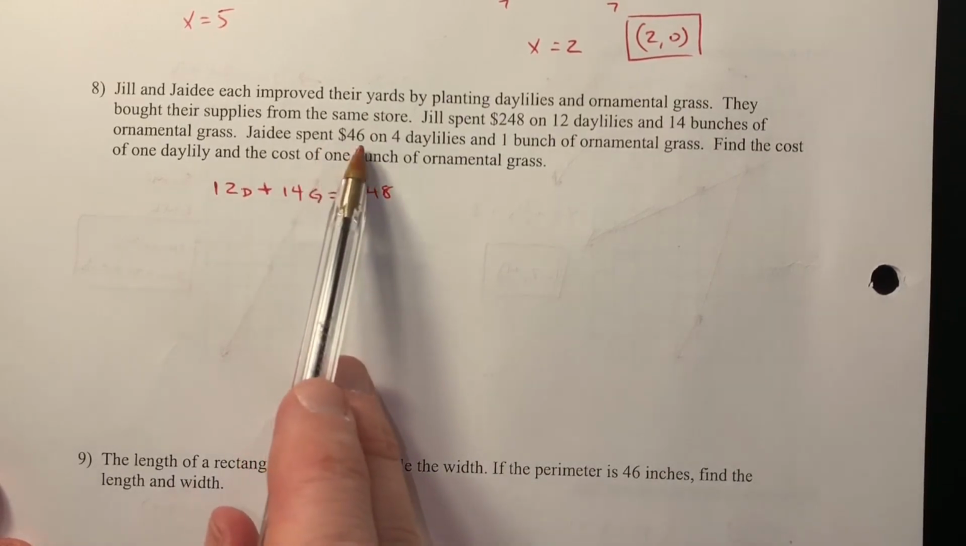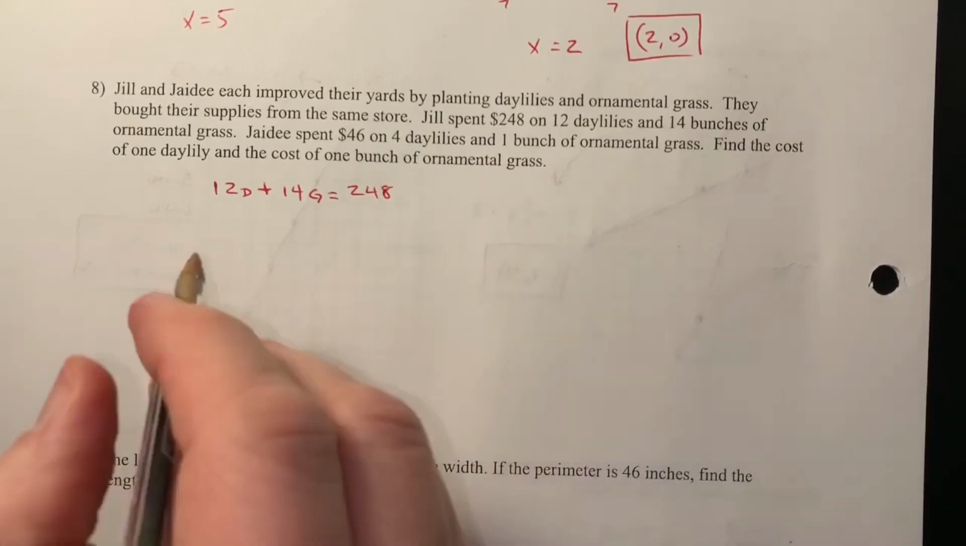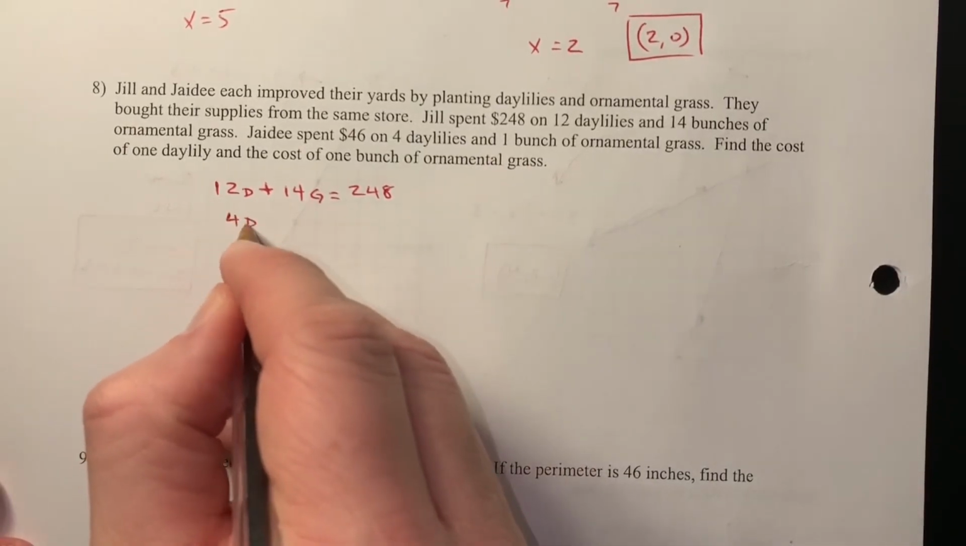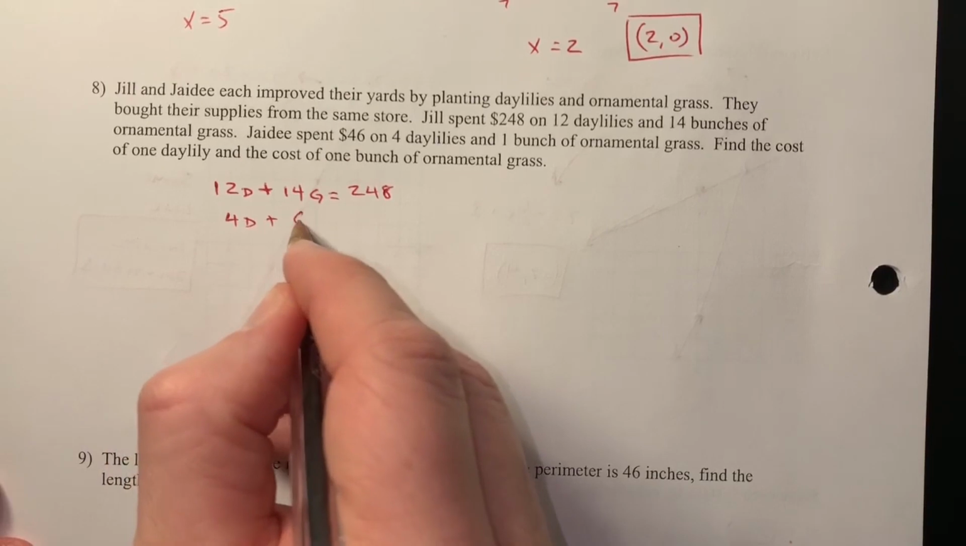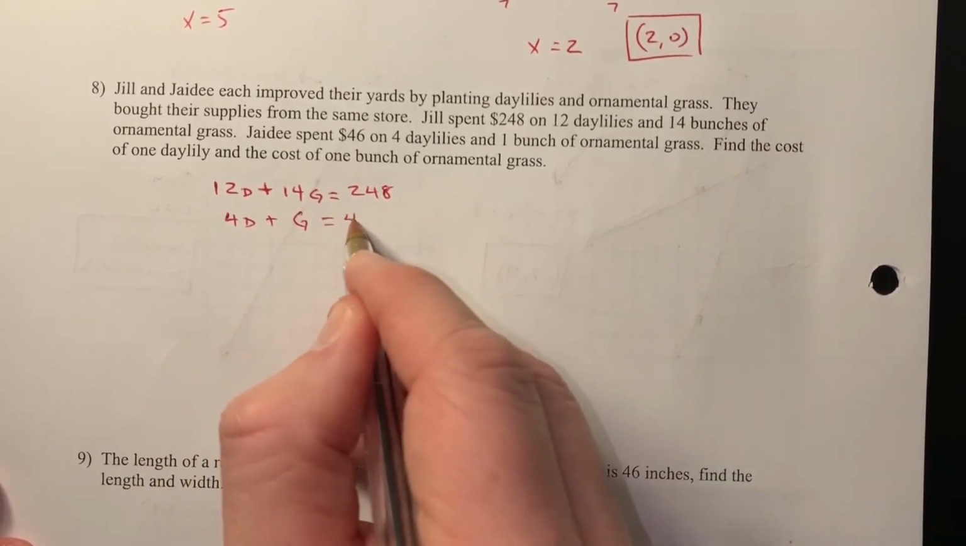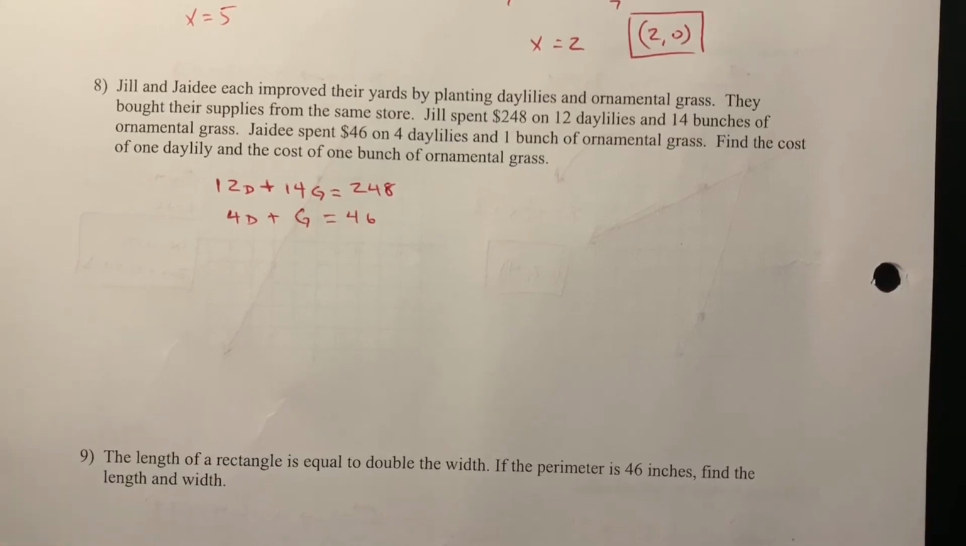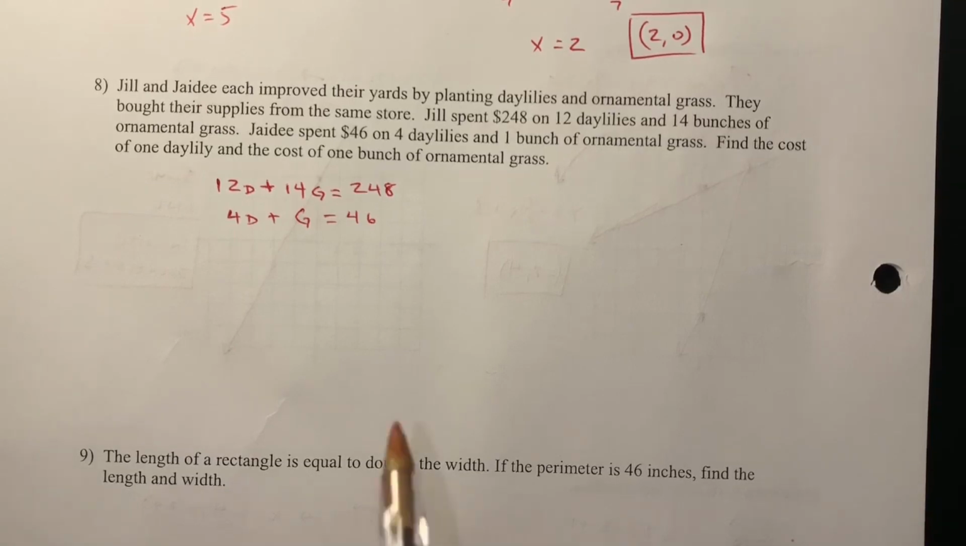JD spent $46 on 4 daylilies and 1 bunch of ornamental grass. So 4 daylilies plus 1 bunch of ornamental grass, and that cost $46. Find the cost of 1 daylily and 1 bunch of ornamental grass. Okay, so we can choose either to use substitution or elimination. I'm going to choose substitution.